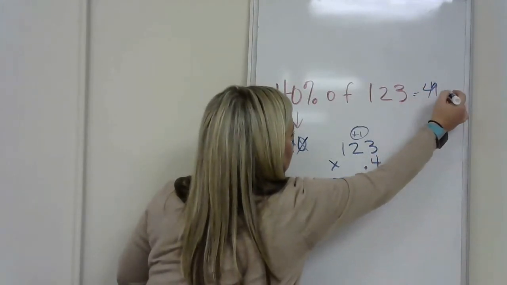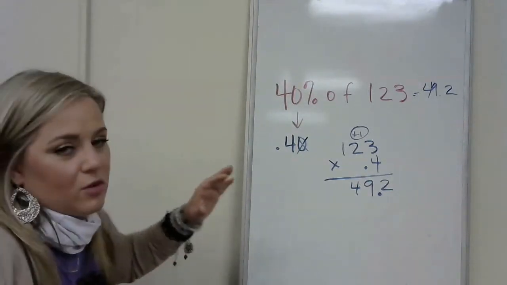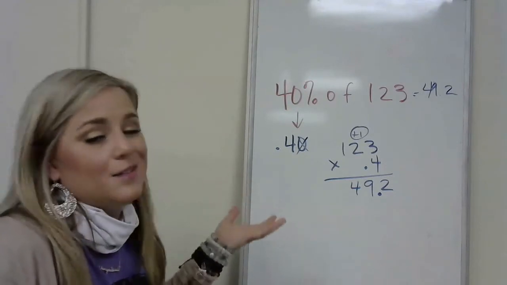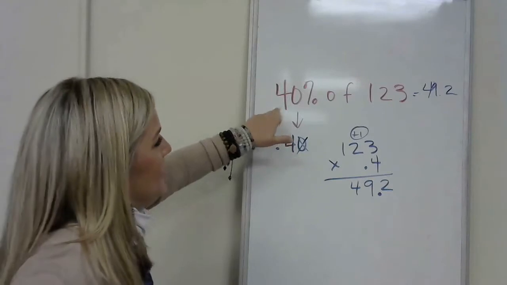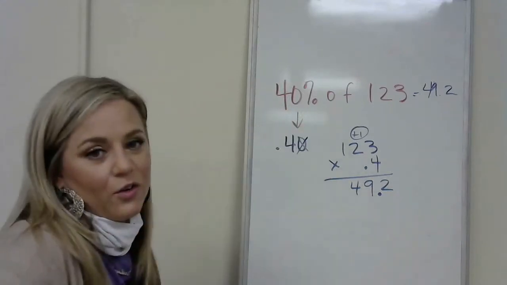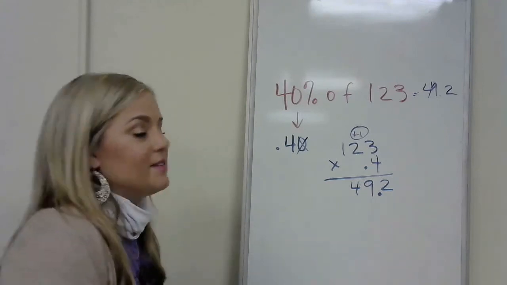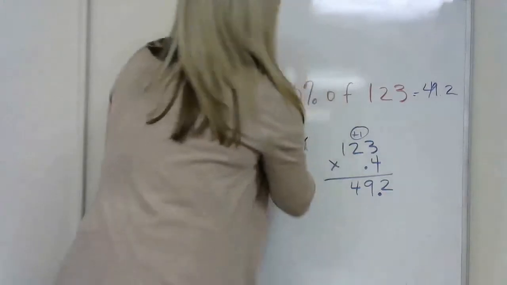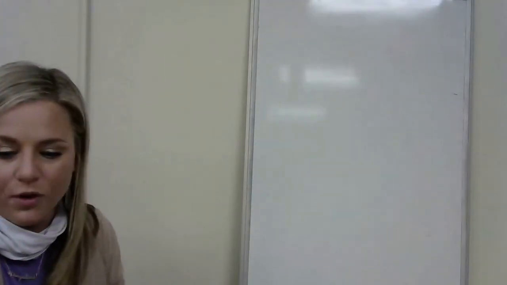49 and 2/10, okay? Which kind of makes sense. So this one will be a little harder to estimate because this is not quite 50. So we know it needs to be well under half of 123. So that one wasn't very easy to estimate. And I should have done that before, and I'm sorry I didn't address that first. All right, 2 more easy examples, and then we'll get to a little bit more difficult.